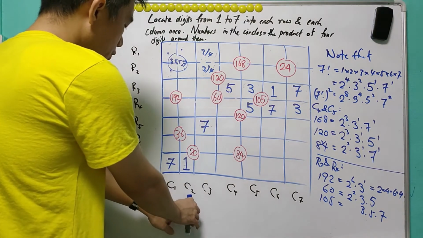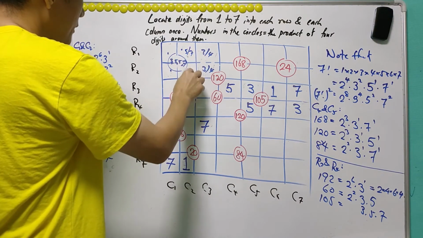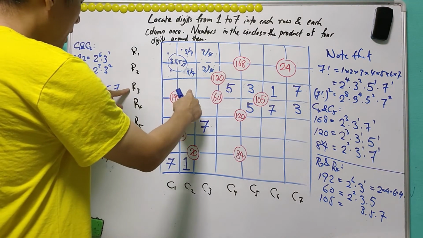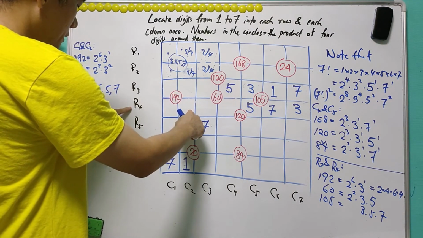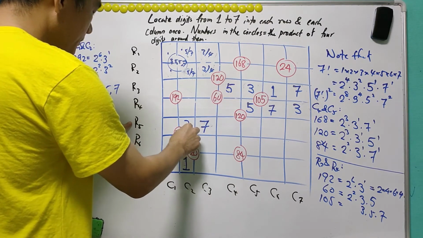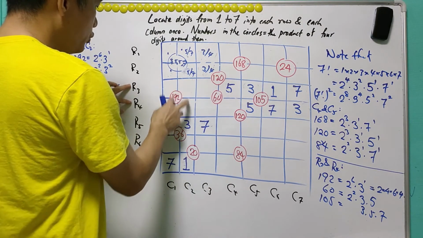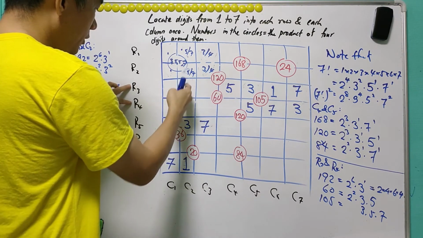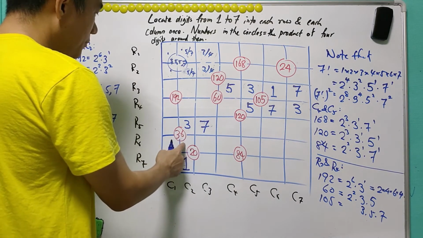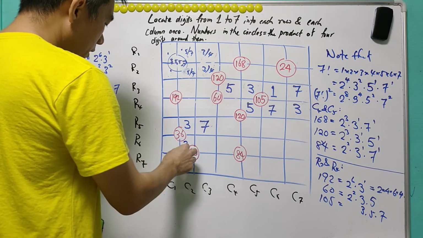Now we look at C2. Since there's a 7 here, this must be 5 or 7, 5 or 7. And the digit 3 cannot be in R3, R4, and R6, and the digit 3 must be in R5, C2. And again, for 192, there must be two 4s, so there must be a 4 in this column. The number in R6, C2 cannot be 1, cannot be 3, cannot be 4, cannot be 5 or 7. Therefore, it can only be a 2.